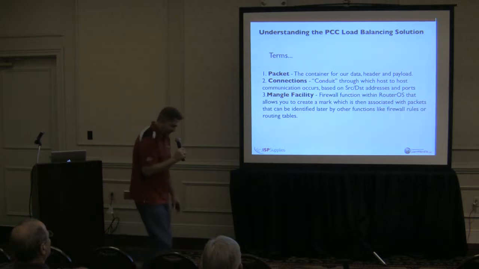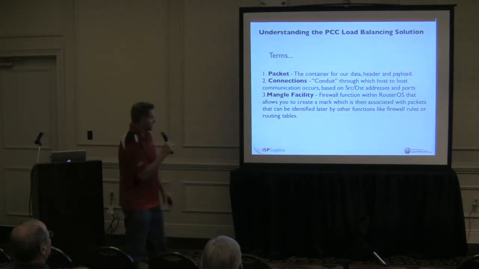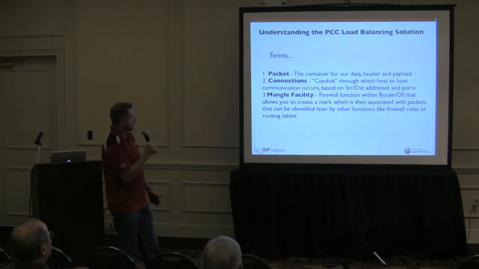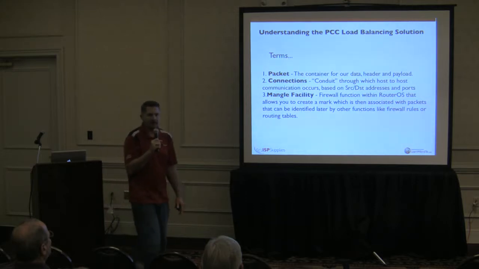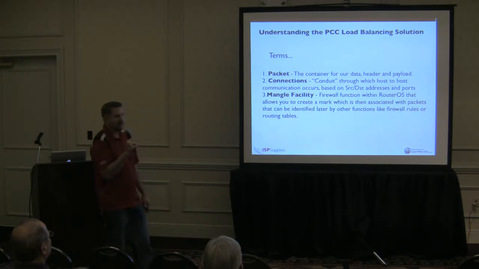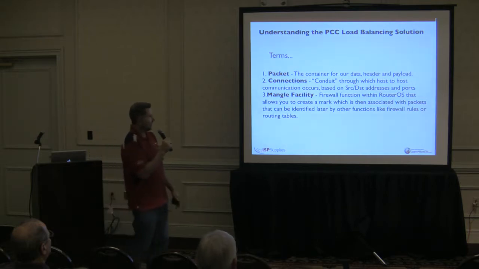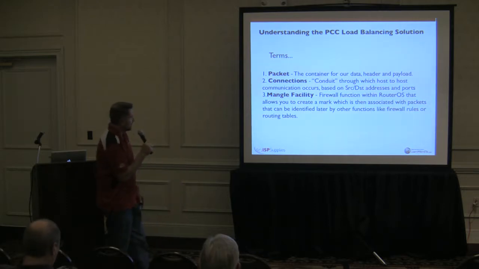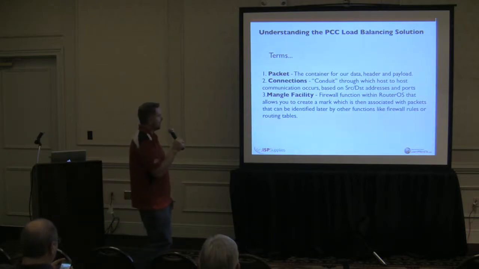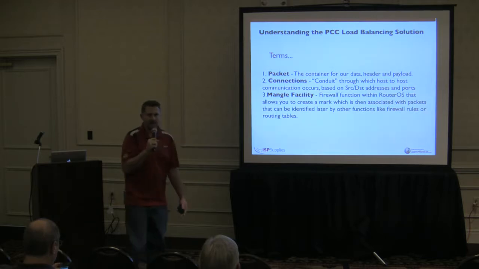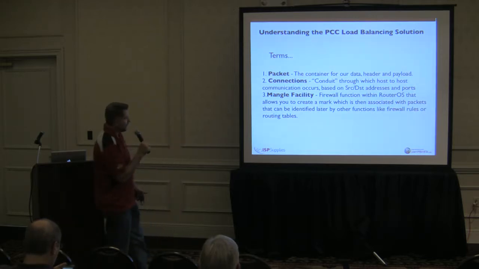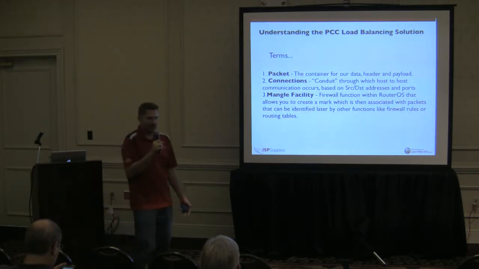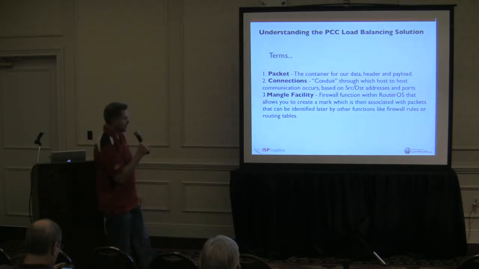The third thing that we need to describe is the mangle facility. Mangle is a firewall function built within RouterOS that allows you to create marks that are associated with packets. It also, depending on which action you choose, allows you to manipulate parts of the packet. We can then put marks on the packets and identify them later with certain firewall rules or routes and make the traffic follow a flow that it would not normally follow.